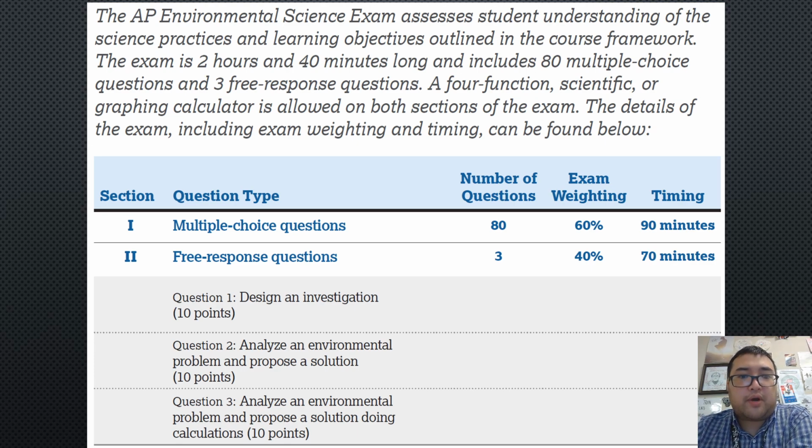Question number 2, analyze an environmental problem and propose a solution. So we're going to be going over that the first 6 weeks as well, and we're going to be learning many solutions throughout the course. And finally, question number 3, analyze an environmental problem and propose a solution doing calculations. So question number 3 is our math problem. So again, it's part of your free response, so we're going to be practicing it to try to maximize your score.